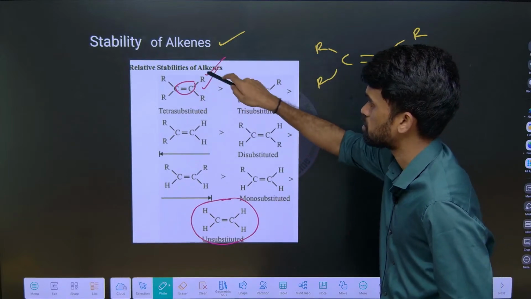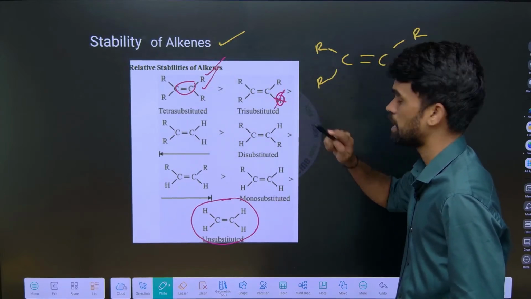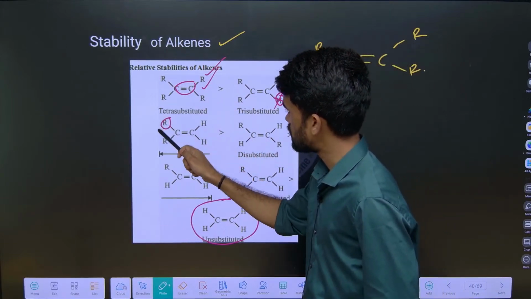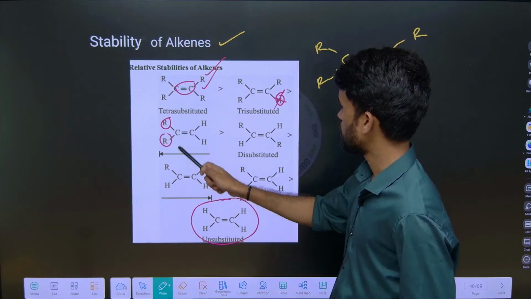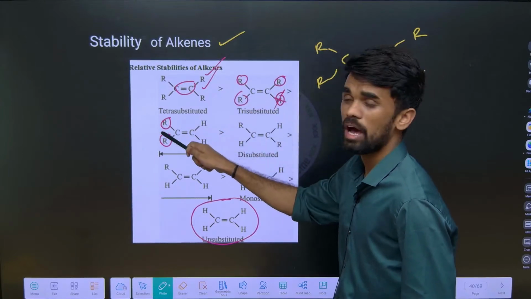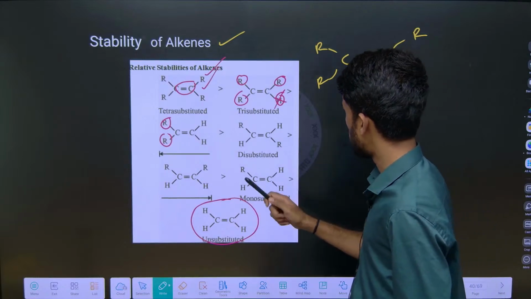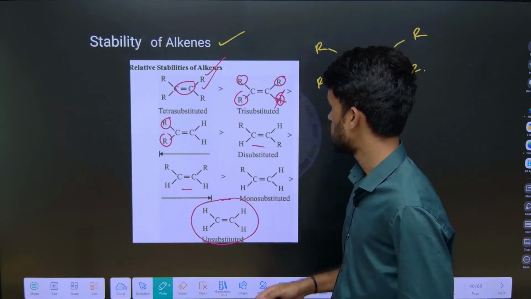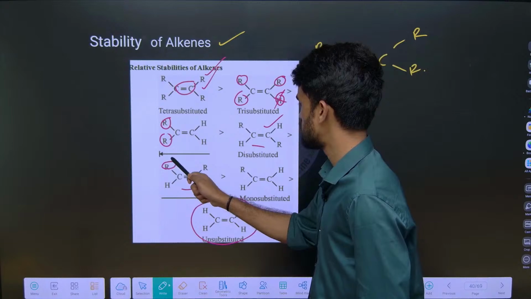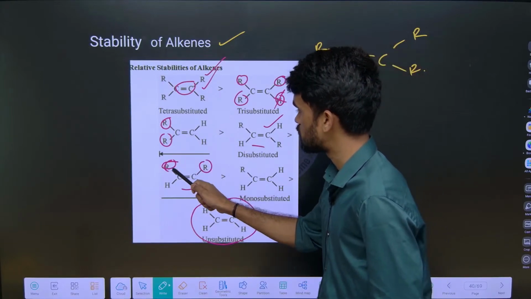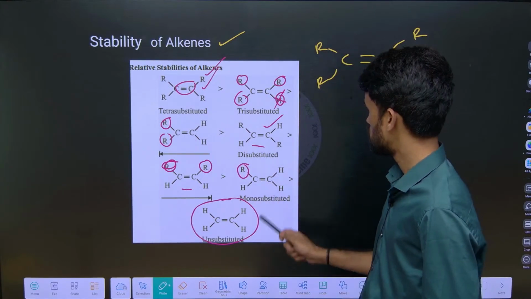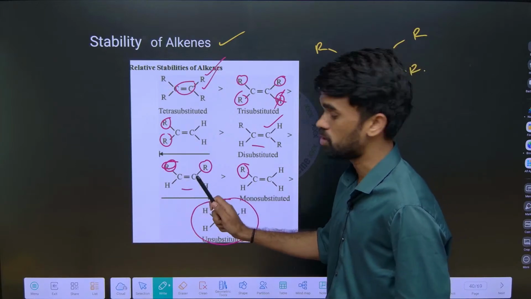See here 4 groups are substituted, but here one group is not substituted by any alkyl group, therefore it is less stable than this. Okay, now here 2 sides are substituted, therefore this has more stability, and this has less stability than that, because this is tri-substituted and this has only 2 substitutions. Like that, here we have the trans form and the cis form. So remember, trans alkenes are more stable than cis alkenes. Okay, cis means the same groups are present on the same side like that. Okay, here we have only one substitution, which is less stable than this 2-substituted alkene.